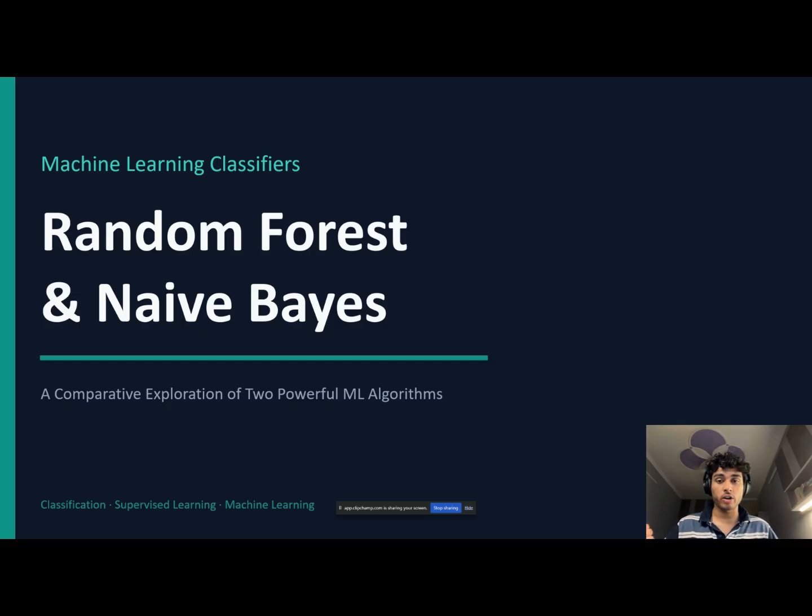Machine learning classification algorithms, random forest and naive Bayes. Both of these algorithms belong to supervised learning and are widely used in real world applications such as spam detection, medical diagnosis, and fraud detection. In this presentation, I will explain how both algorithms work, their practical implementation using code, and also compare their performance. So let's start with the presentation.